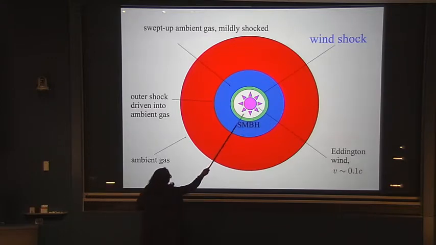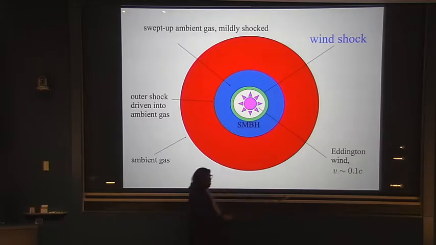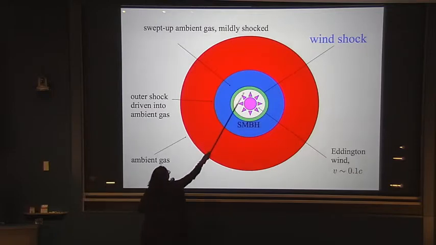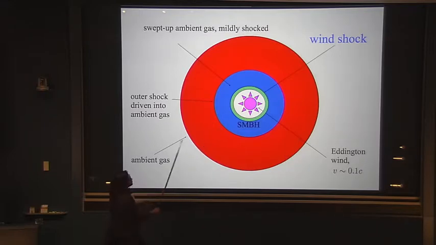So you have a wind, as we saw, you could drive winds from just the back of the envelope argument, something like 0.1 c. So then we expect the wind to have a shock. You are sweeping up gas that is in the ISM, and you have sort of mildly shocked gas in the blue region, right? And then you have an outer shock that is being driven out into larger scales.